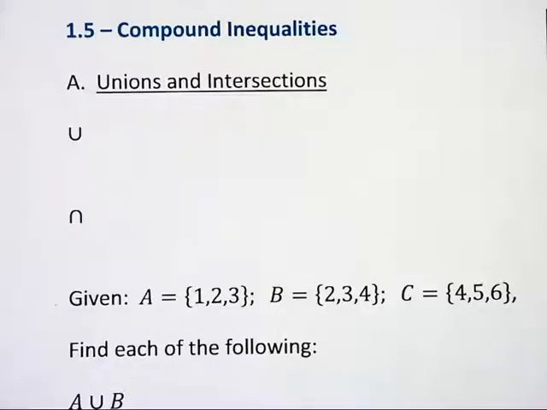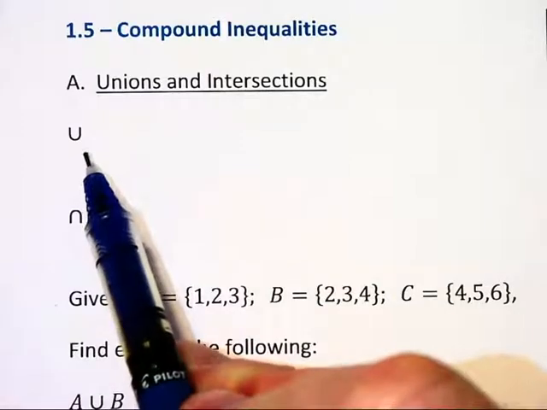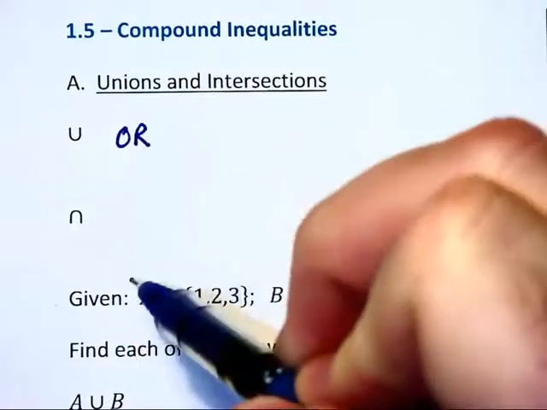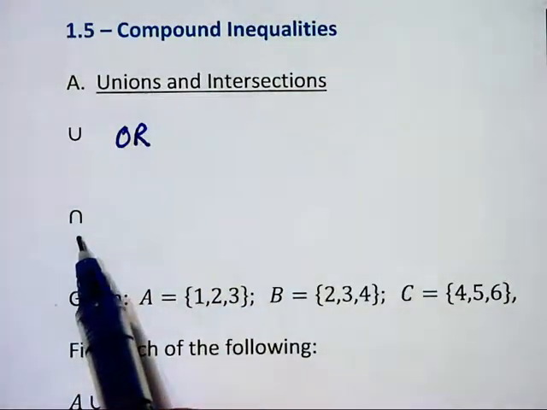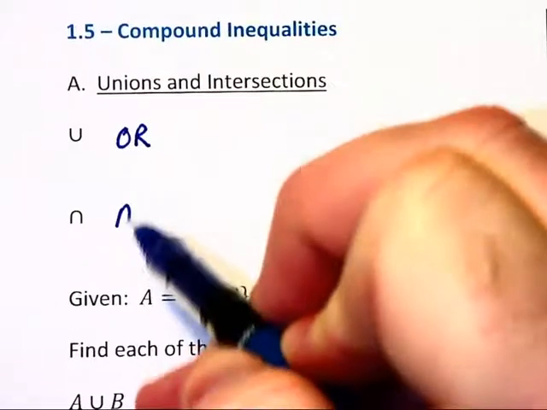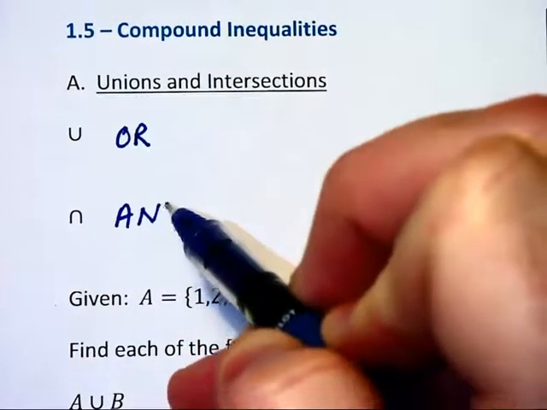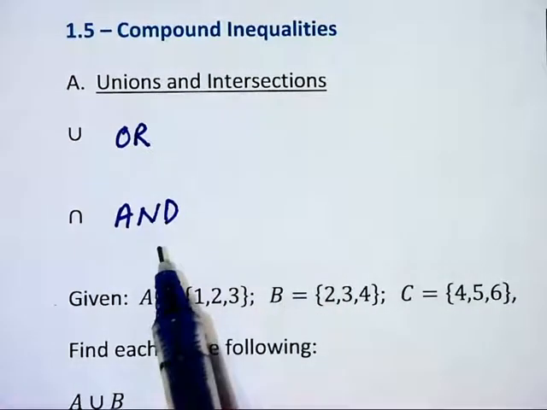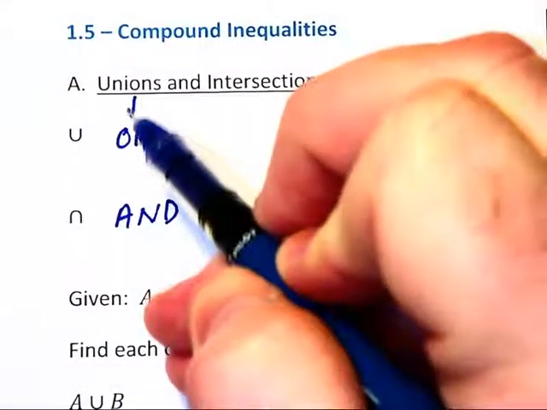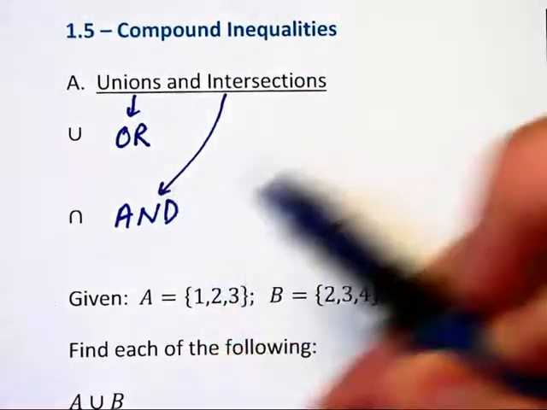We need to look at unions and intersections. This first symbol is the union symbol, and it goes along with the word or. The intersection symbol, which looks like an upside down U, always goes with the logical word and. Now I'm going to relabel this. This is my union, this is my intersection.